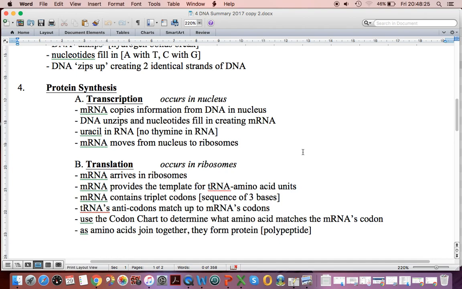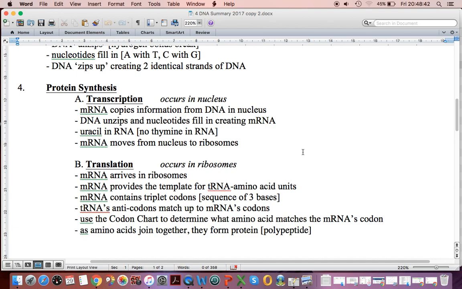So in transcription, what happens is messenger RNA, and remember it is just a single strand, not a double strand, will come in. The DNA will unzip, and the messenger RNA will fill in. The nucleotides fill in properly.